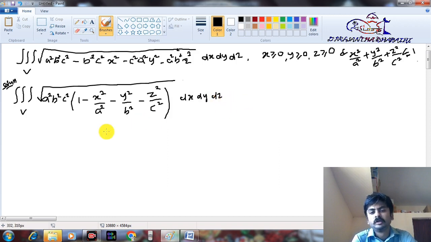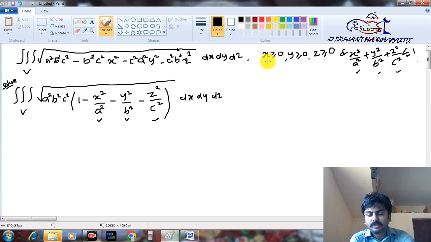Now see what terms you are having common. This x square by a square is here, and x square by a square is here, and y square by b square is here and also here. Z square by c square is here and also here. If I take minus commonly outside, I can put x square by a square plus y square by b square plus z square by c square, which is presented here. So the value is less than or equal to 1. Okay, that is the first thing.